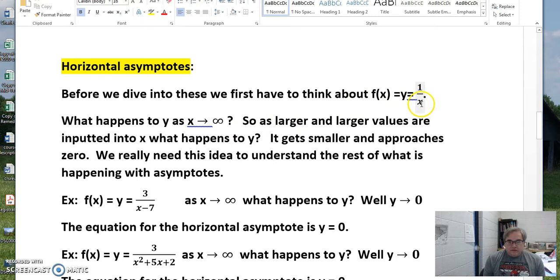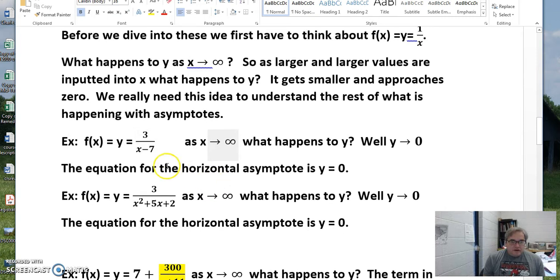Well, on this one, if I put in 2, we get 1 over 2. If I put in 10, I get 1 over 10. If I put in 100, I get 1 over 100. That's already 0.01. If I put in 1 million, 10 million, 50 million, this is going to get really, really small. And typically in math, when we say something's getting small, it's going to approach 0. So in this case, I would have a horizontal asymptote at y equals 0. It's just the equation of a line, y equals 0.